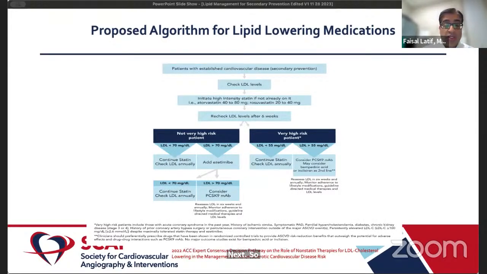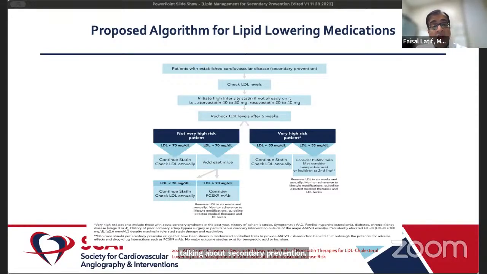So here is a proposed algorithm which is based on the 2022 ACC expert consensus decision pathway. I'll walk you through it. Patients who have established cardiovascular disease, that is, these are patients who have already had an event, and now we are talking about secondary prevention. We should be checking their LDL level.